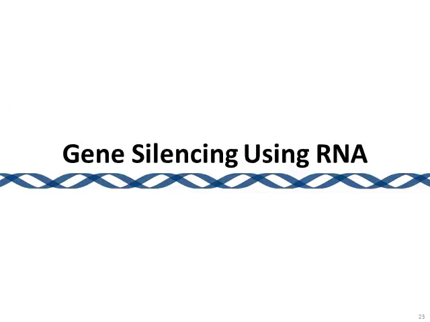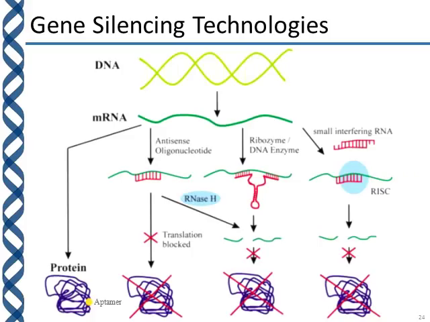The next technology that we'll present is gene silencing using RNA. Here we show an example of what you normally see: you have DNA. The DNA is transcribed to give you your messenger RNA, and the messenger RNA is then translated to give you a protein.